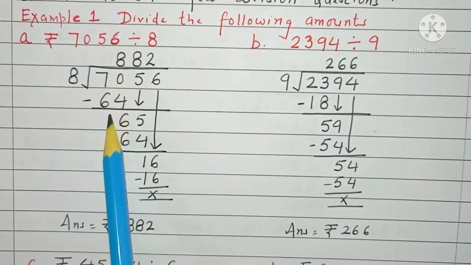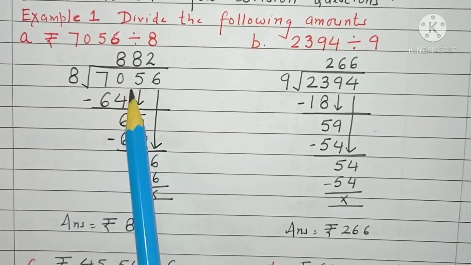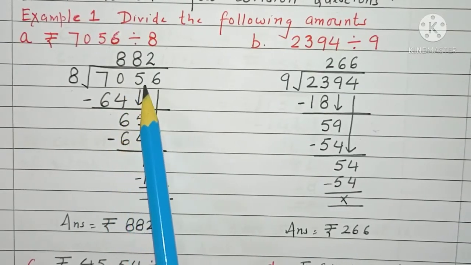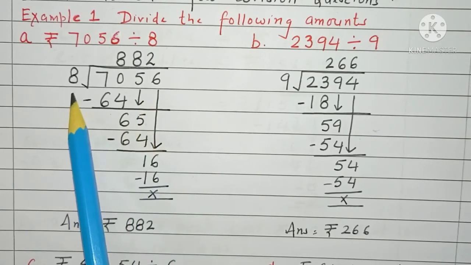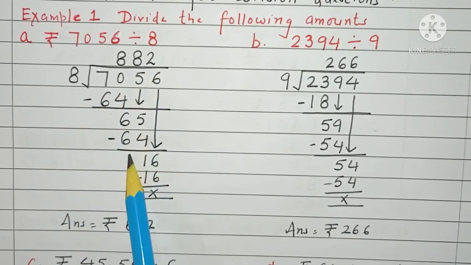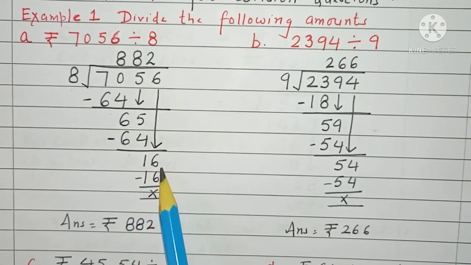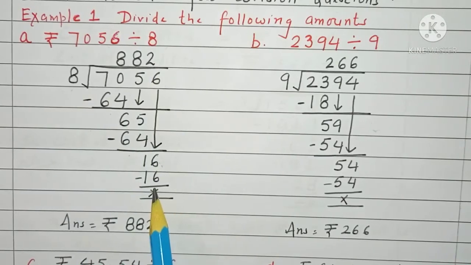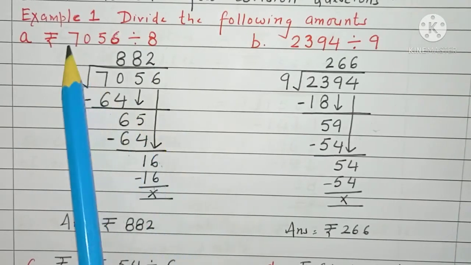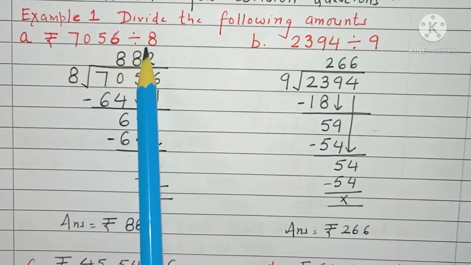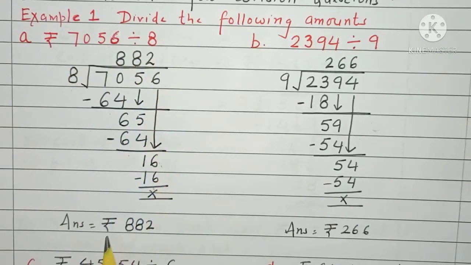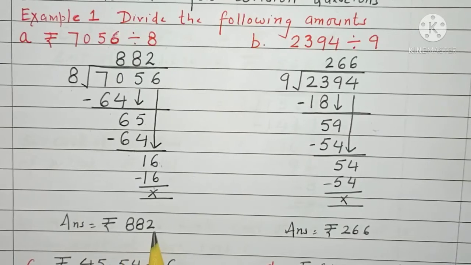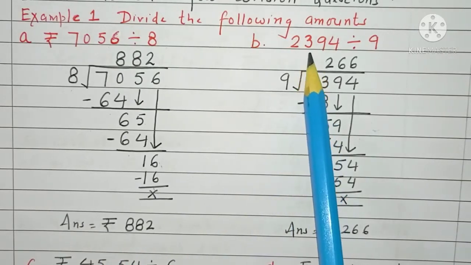8 8s are 64. 10 minus 4 is 6. Putting 5 down, again 8 8s are 64. Putting 6 down, the number is 16 now. So look for 16 in the table of 8. 8 2s are 16. So when rupees 7056 is to be divided by 8, the answer comes out to be rupees 882. Let's check out one more.